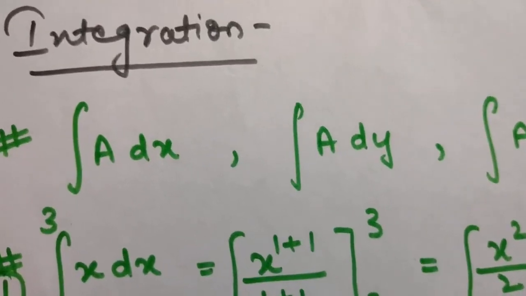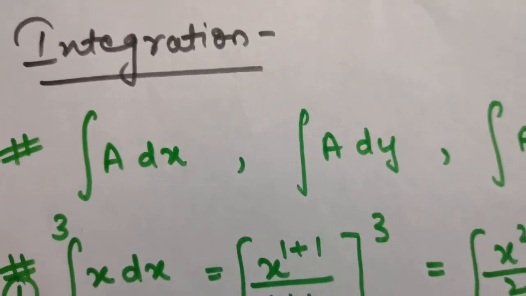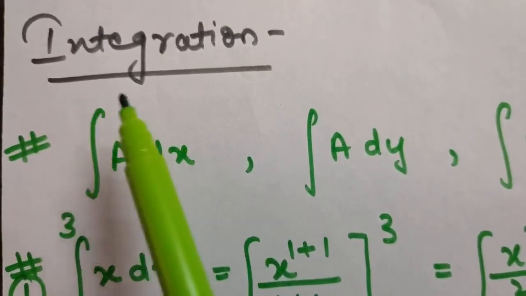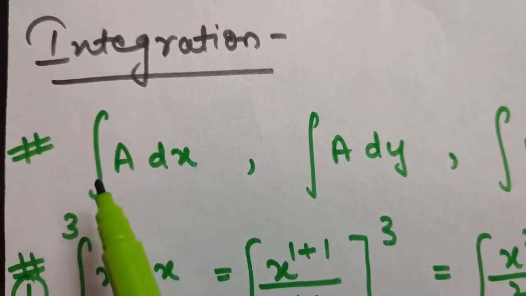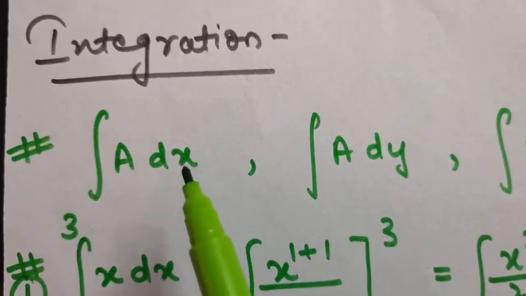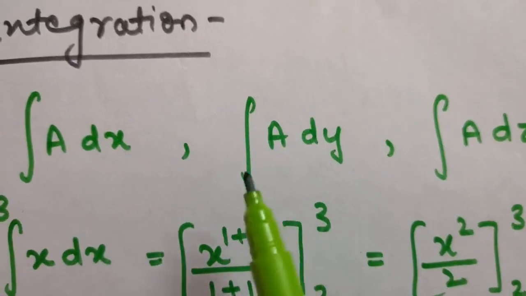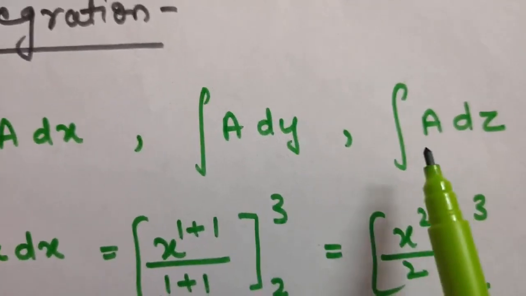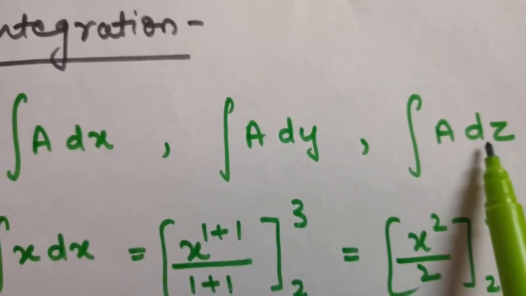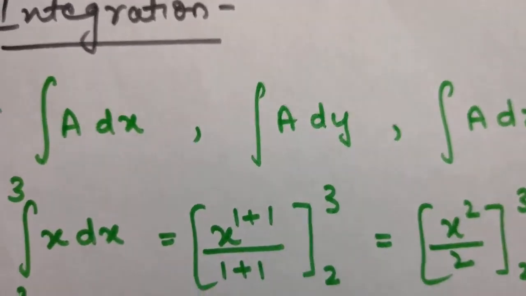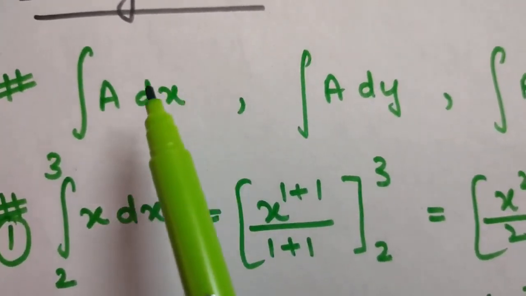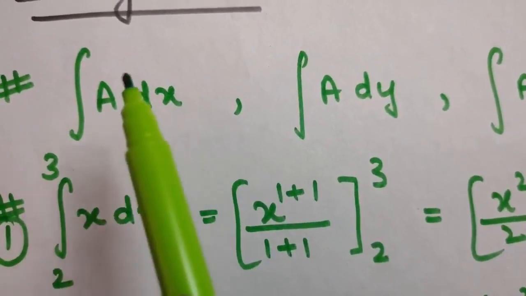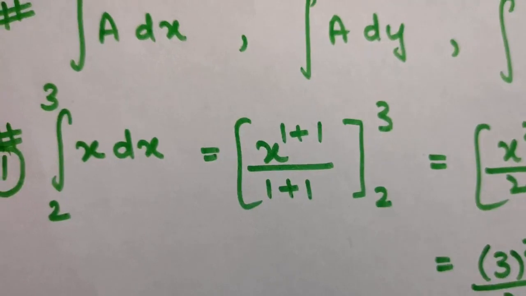See, the sign of differentiation was d by dx. Now the sign of integration is this and dx. If I am writing integration of a dx, this means integration of a with respect to x. Similarly, this means integration of a with respect to y. Similarly, this means integration of a with respect to z. Okay. And always remember the quantity which is written with d, that is x, so the integration is done with respect to x. So only the terms of x will be integrated here. Okay, so let me give you some examples.